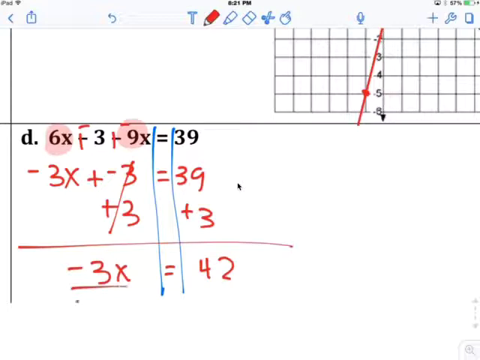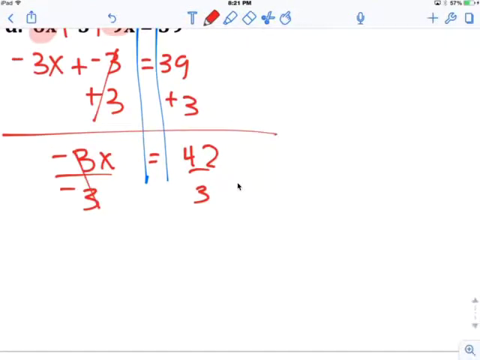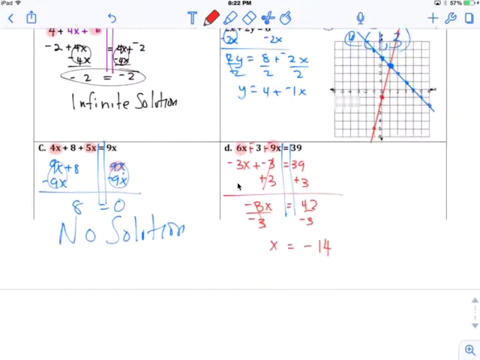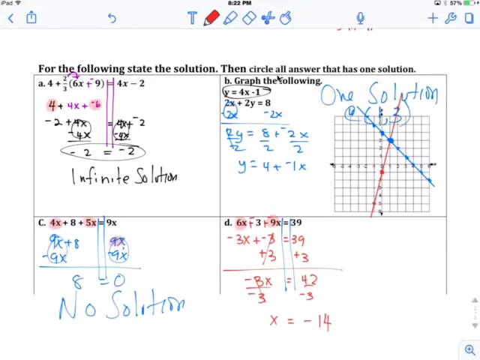42, divide by negative 3, divide by negative 3. You get x equal to negative 16, right? No, 14? Yeah, 14, negative 14. That's your answer. It's your homework.